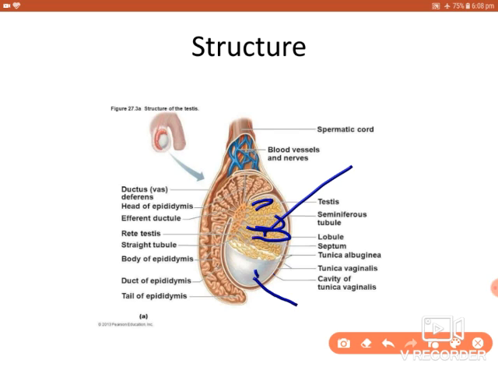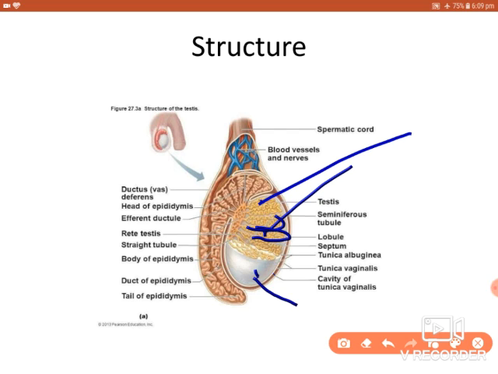Each lobule contains seminiferous tubules. See, these are the seminiferous tubules. These tubules consist of spermatogenic cells which produce the spermatozoa, and supporting cells, and also Leydig cells, which produce testosterone. There are some 200 to 300 lobules, and each lobule contains seminiferous tubules, 3 to 4 in number.